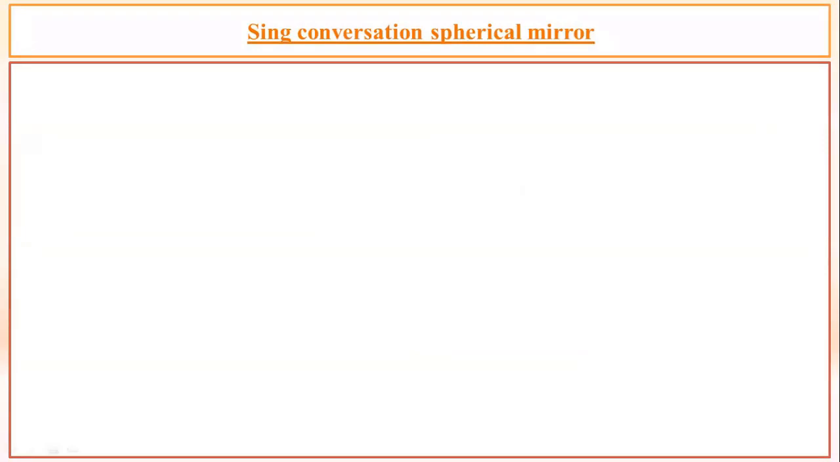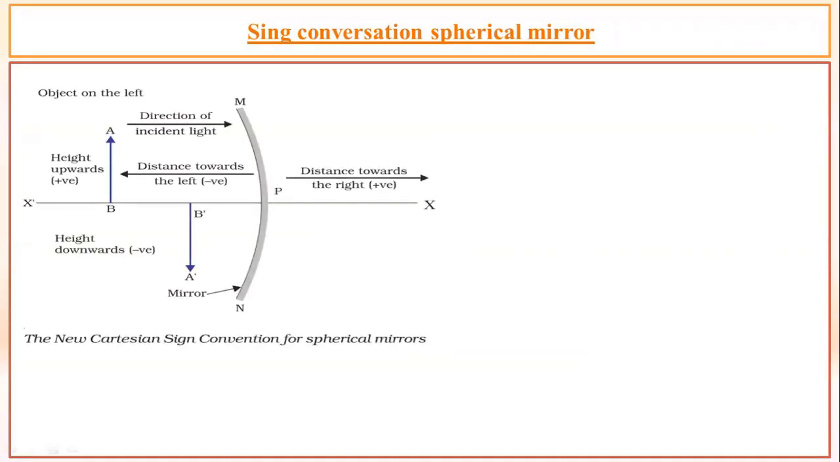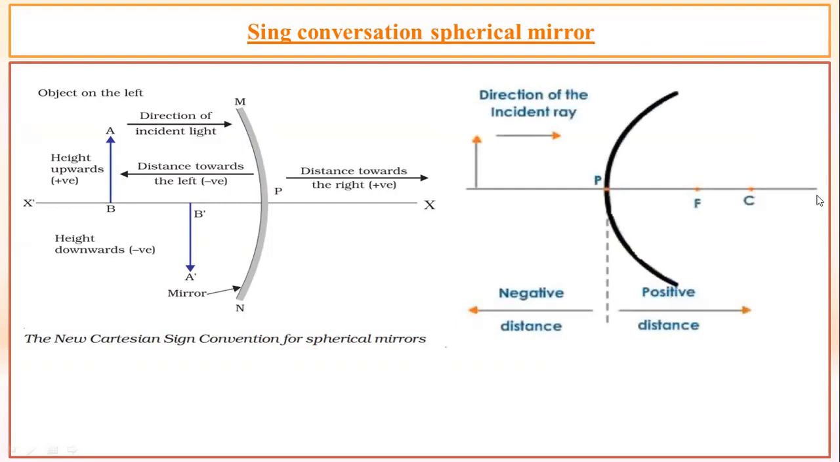So sign convention, what is sign convention? This sign convention makes us able to represent the various quantities related to the spherical mirror, such as the position of the object, position of the image, height of the object, height of the image, the focal length or the radius of curvature of the spherical mirror, and more specifically their sign, whether we are going to represent it with the positive sign or the negative sign.